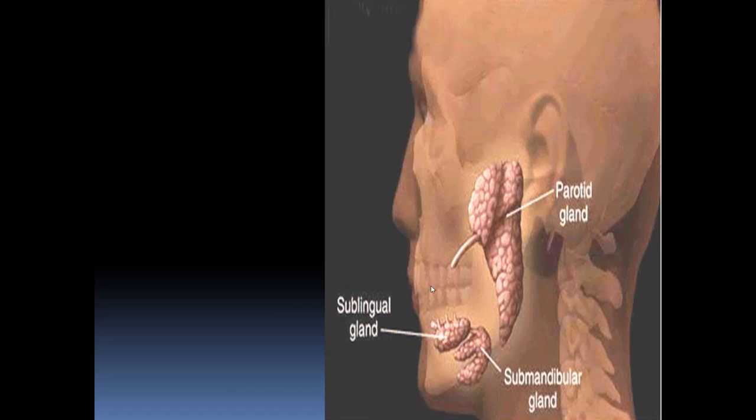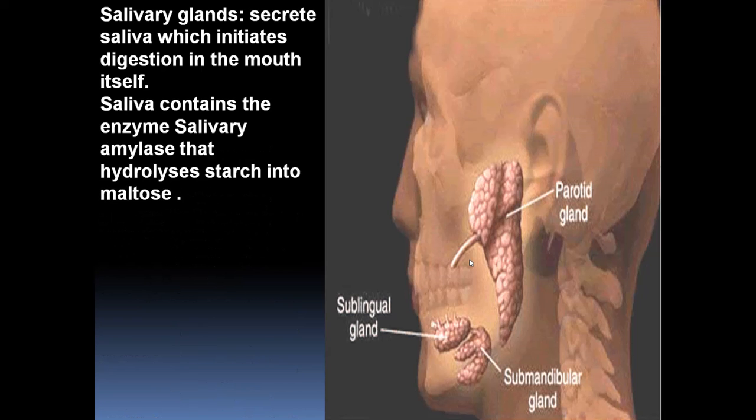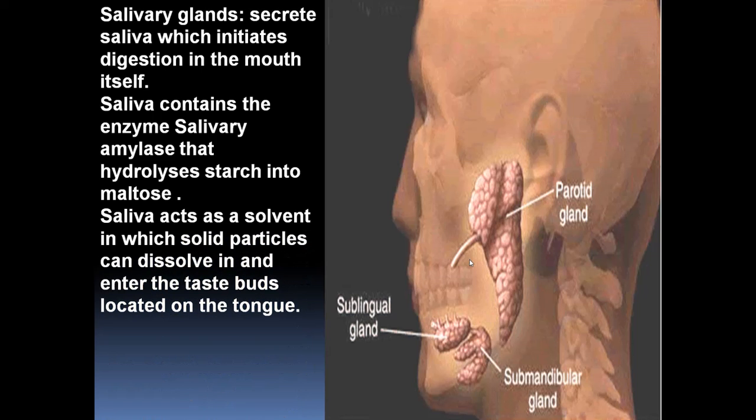Observe this given image. These are the salivary glands. Parotid gland, sublingual gland, submandibular glands are the different salivary glands present in our mouth or buccal cavity. Salivary glands secrete saliva which initiates digestion in the mouth itself. Salivary glands contain the enzyme salivary amylase that hydrolyzes starch into maltose. Saliva acts as a solvent in which solid particles can dissolve and enter the taste buds located on the tongue.